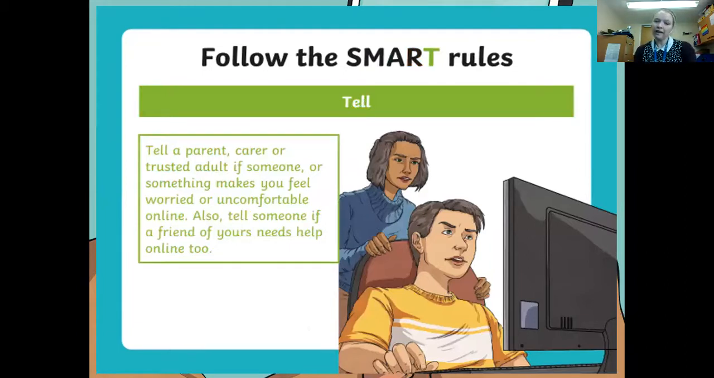If you are worried or uncomfortable by anything online, you must tell someone. And if you hear from a friend that they're upset by something online, you should tell someone about that too. And then you can all talk about it and help each other out.